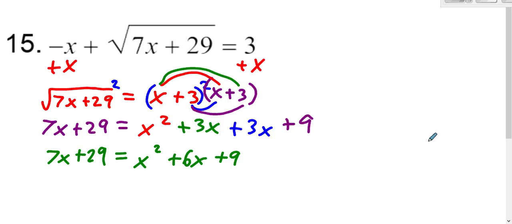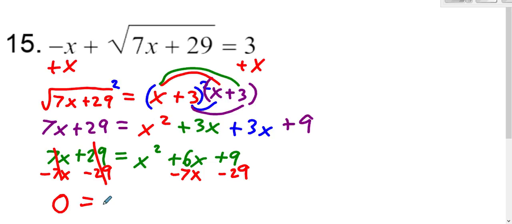And to solve any problem that's got an x squared and an x and a number, we need everything on one side so we can get it equal to 0. So move the 7x, subtract the 7x over. We're also going to subtract the 29. So there's nothing on the left side. It's equal to 0. And then we have x squared minus x, when you add those together, minus 20.